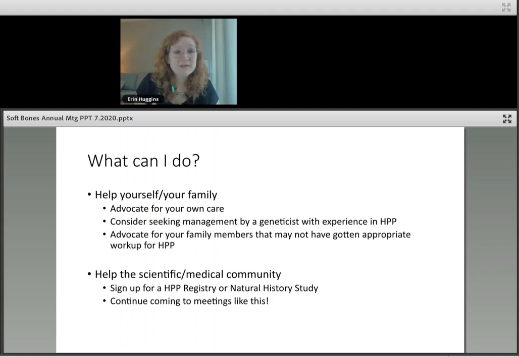So besides helping yourself, you can also help us, the scientific and the medical community. Honestly, the best way to do this is to sign up for the registry. It's a very, very simple thing. No blood draws needed, no poking and prodding. It's just giving us information on your specific mutation and your symptoms. And that helps us build a more detailed database of, well, what is this mutation specifically associated with? Is it seen in the dominant case? Is it seen only in recessive? Do these people have more fractures than people with a different mutation? That kind of information is invaluable when we're trying to learn more about HPP.